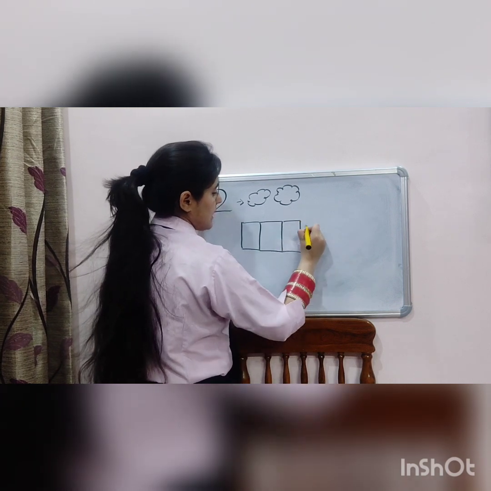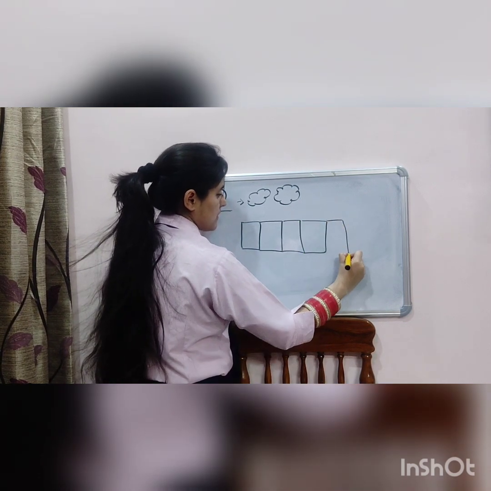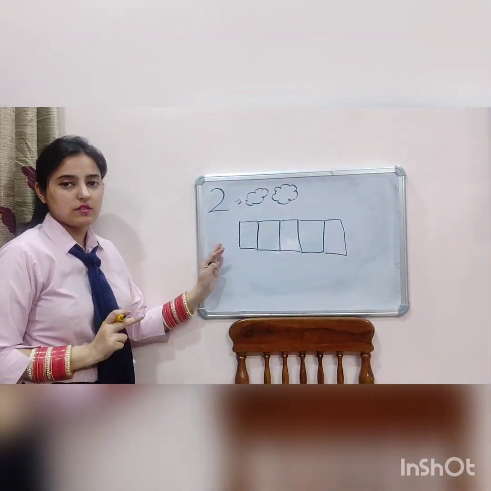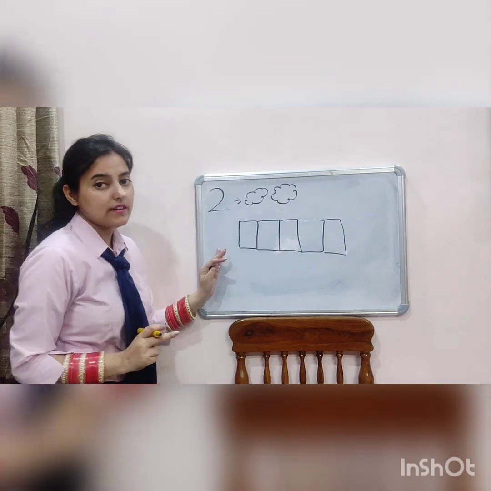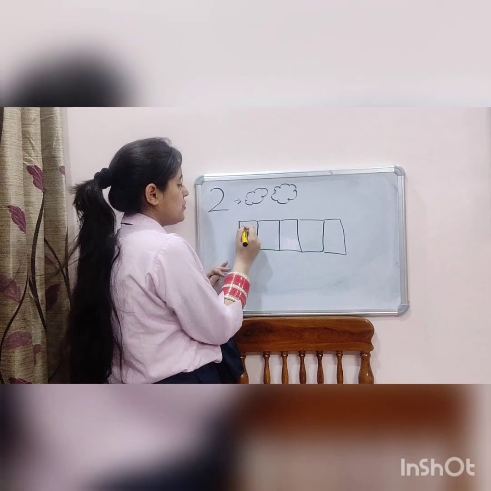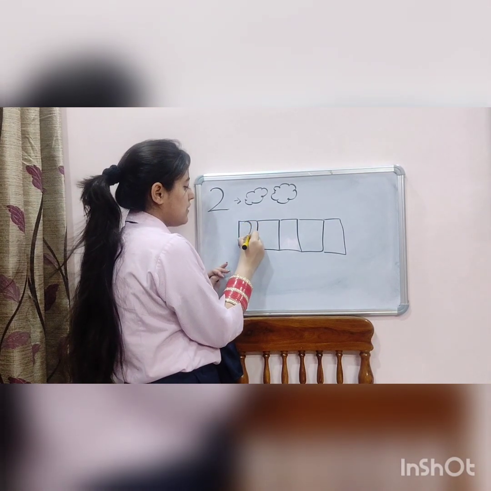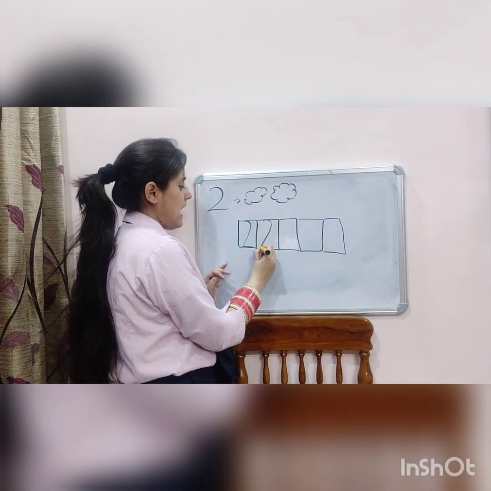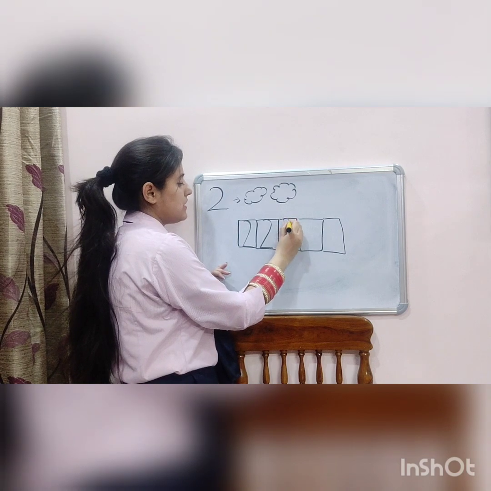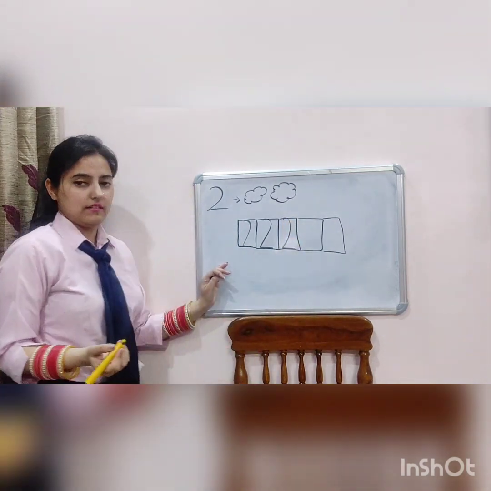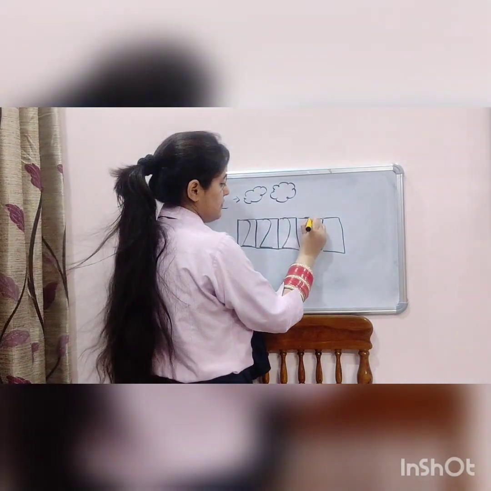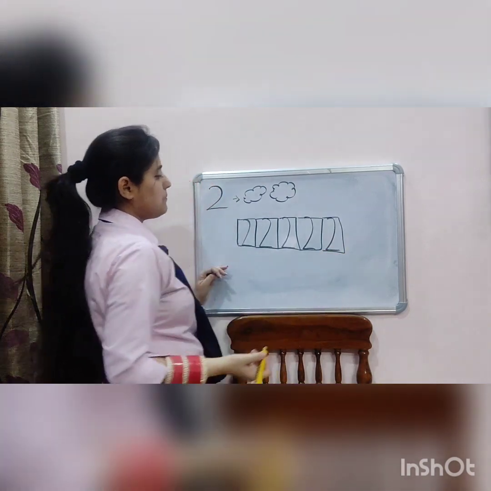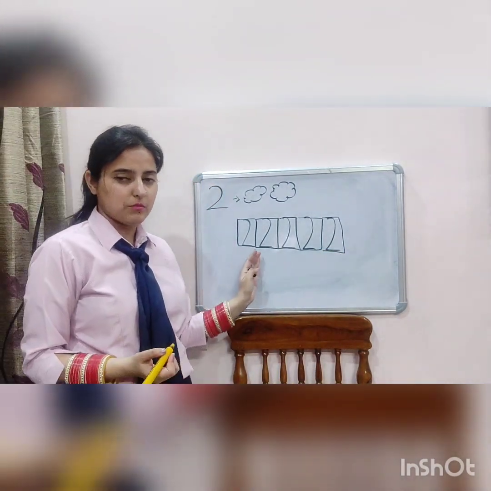You will make boxes like this. And kids will make number 2 inside this box. Okay? So how will you make number 2? Make a curve and a sleeping line. Again, curve and a sleeping line. This is how you can make number 2 inside the boxes.